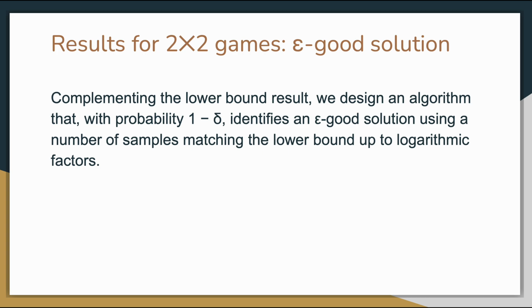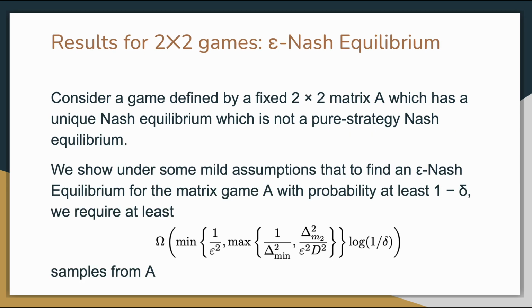And we complement this lower bound by designing an algorithm that identifies an epsilon good solution with probability 1 minus delta using a number of samples matching the lower bound up to some logarithmic factors.